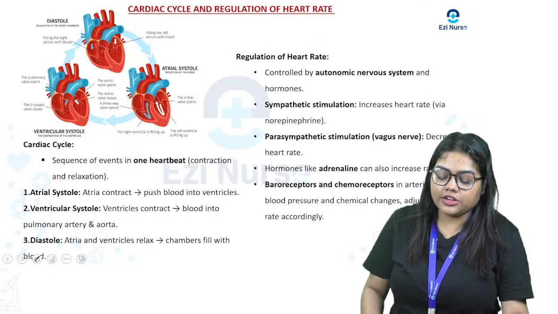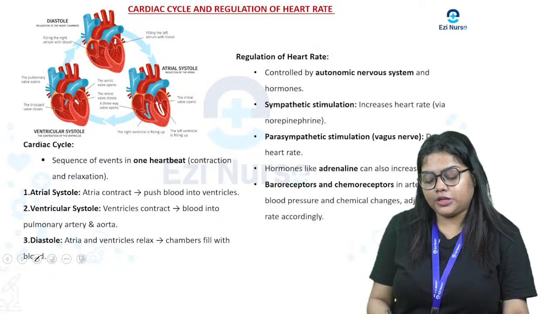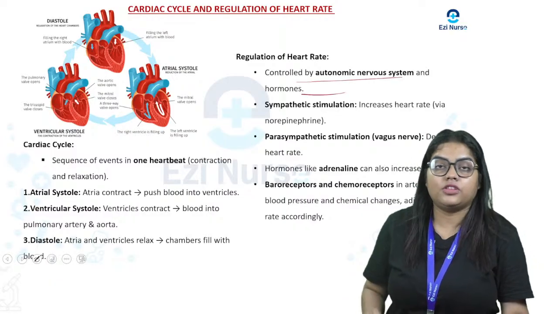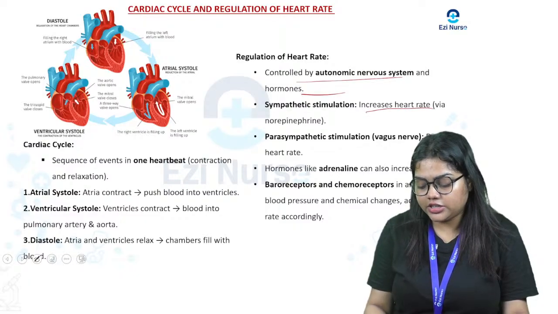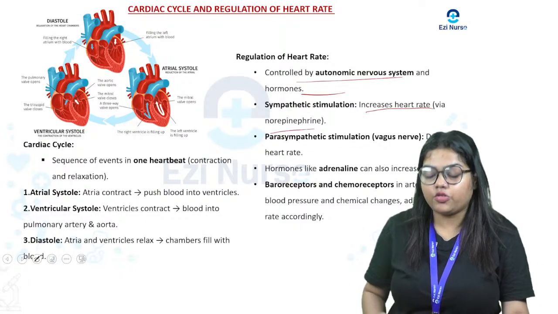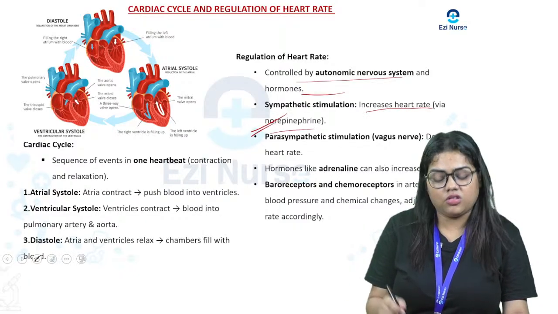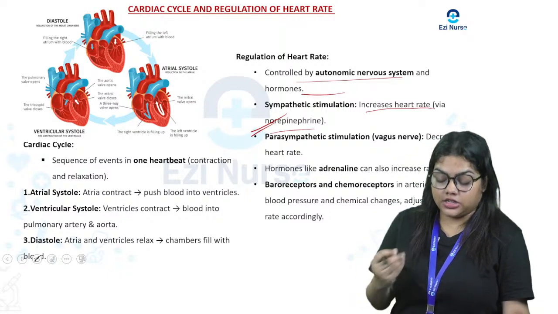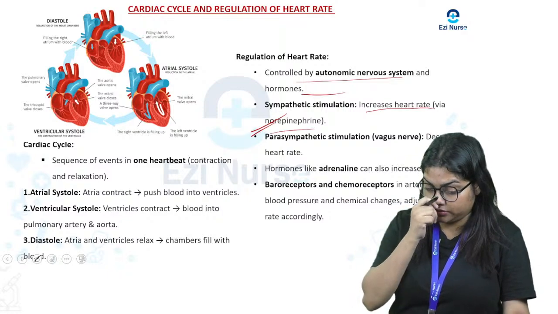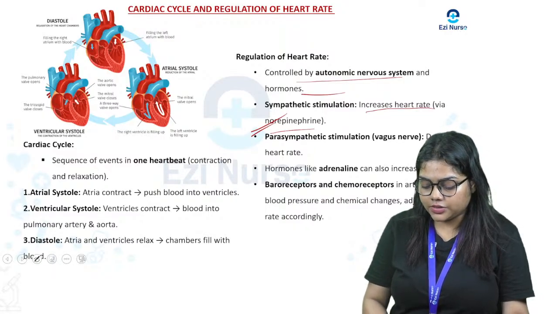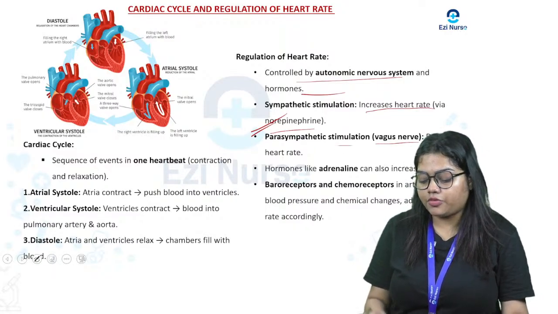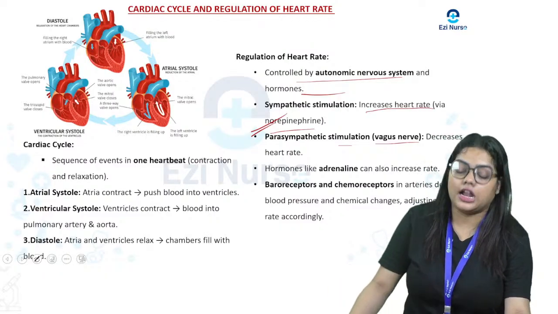Okay. Then regulation of heart rate. How will it happen? The control is by the autonomic nervous system. So the sympathetic stimulation will increase the heart rate via norepinephrine. It is also called the cardiovascular system or heart pacemaker. Next, the parasympathetic system or vagus nerve will help to decrease the heart rate.